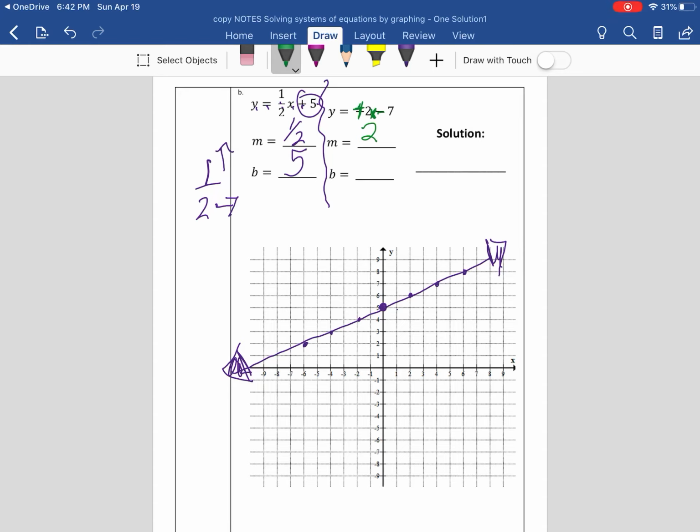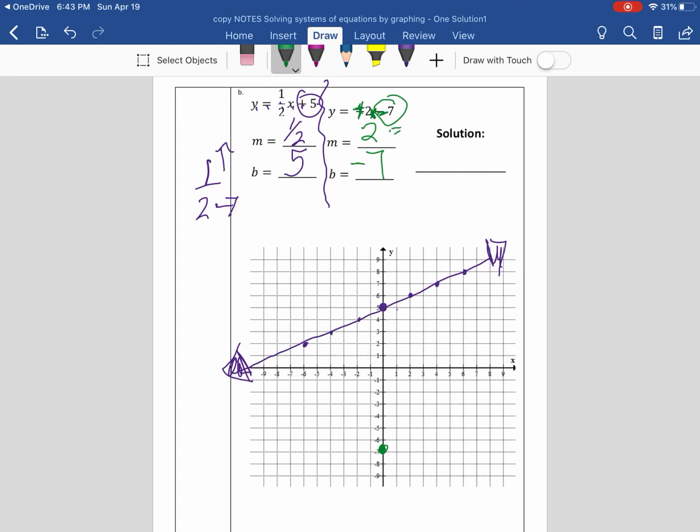Y equals mx. My m is a positive 2. Y equals mx plus b. Well, we have a minus 7 for our b. So let's go down on the y-intercept. Let's start at the minus 7. And right there, that's where we're going to start that line.